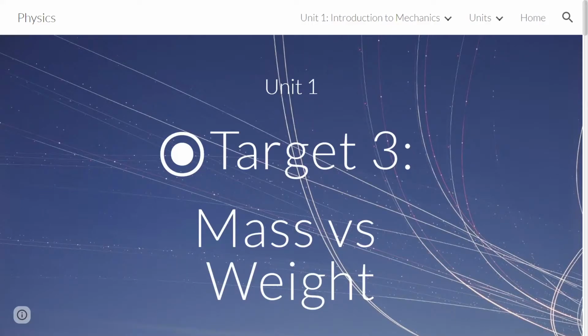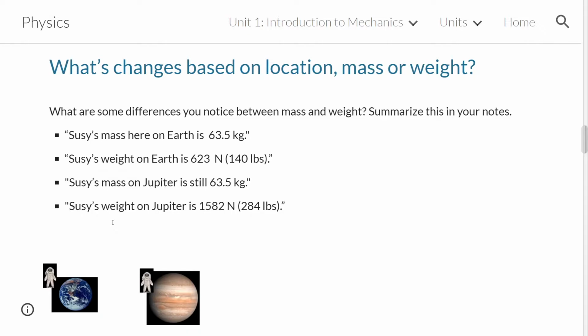Hello and welcome to Target 3, Mass versus Weight. What changes based on location, mass or weight? What are some differences you notice between mass and weight? Summarize these in your notes.